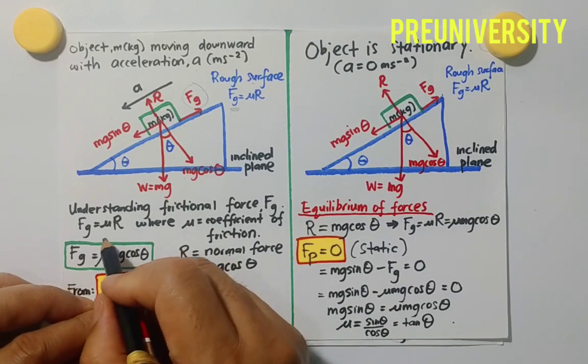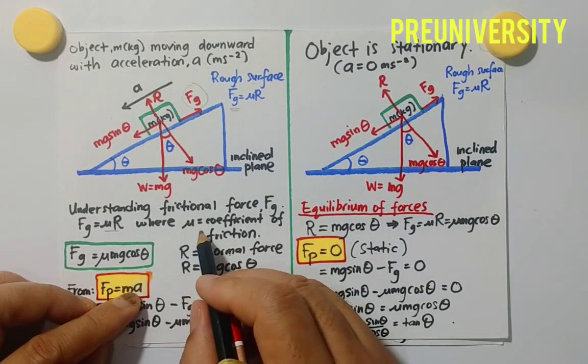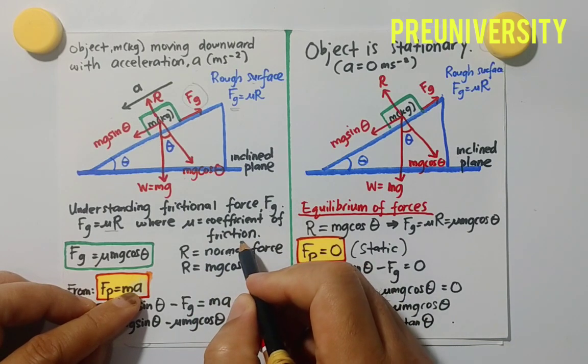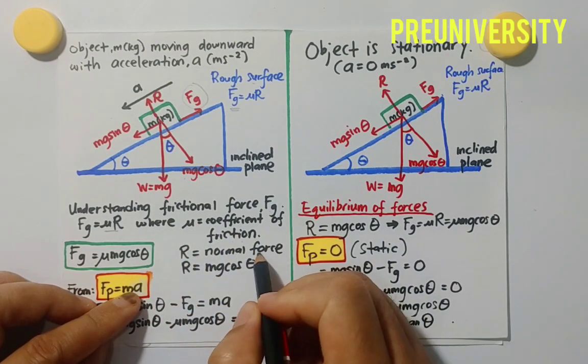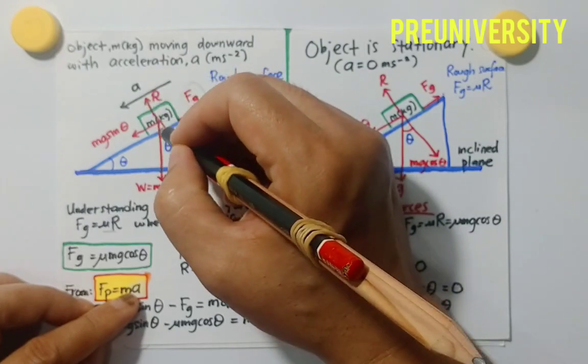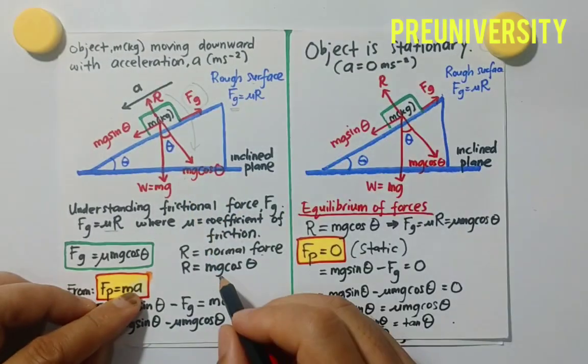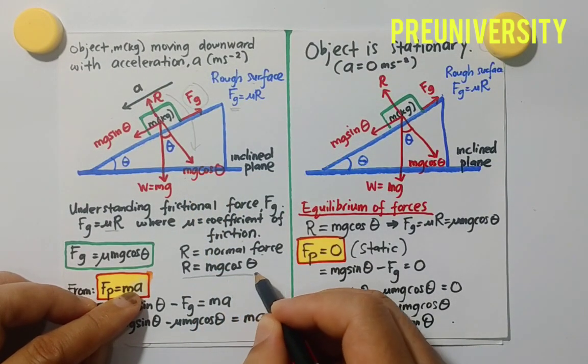So Fg is mu R. So what is mu? Mu is the coefficient of friction. And then R is the normal force. R is here, a normal force to the surface. And R, of course, is balanced by the mg cos theta.